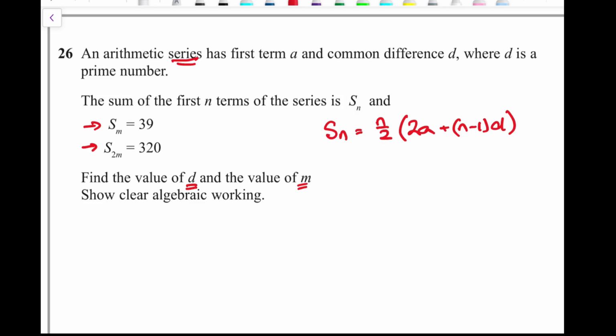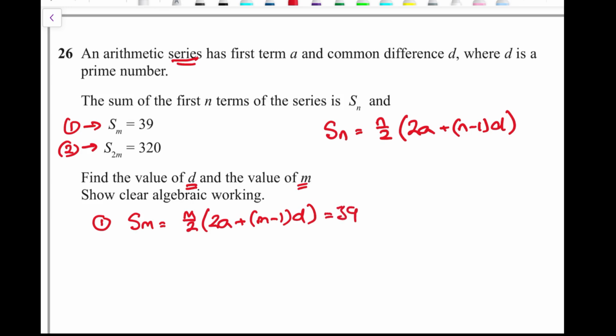So let's just set up some formulas here for number 1 and number 2, and let's see where we can go from there. Number 1 is telling us the sum of m terms, which is going to be m divided by 2 times 2a plus m minus 1 times d, and that is equal to 39.